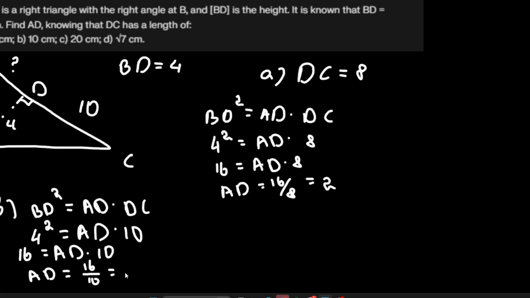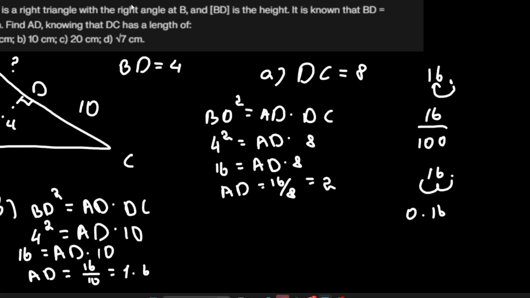So it would be 8 over 5. But look, when you divide by 10 or any number that ends in a 0, like 10, 100, 1000, 10,000, and so on, you move the decimal point to the left. We have one 0, so we move the point 1 digit, so we end up with 1.6. If we had 16 divided by 100, then we would move the point 2 digits, so it would be 0.16. But if we have 10, we just move it 1 digit, so it's just 1.6.